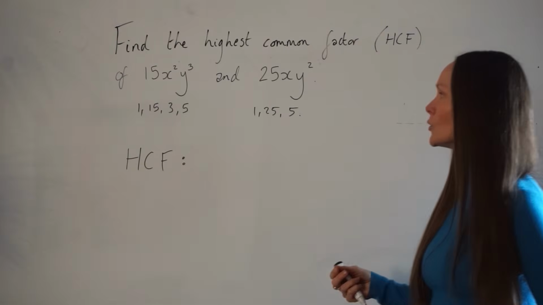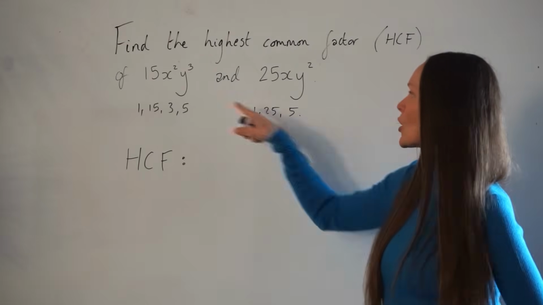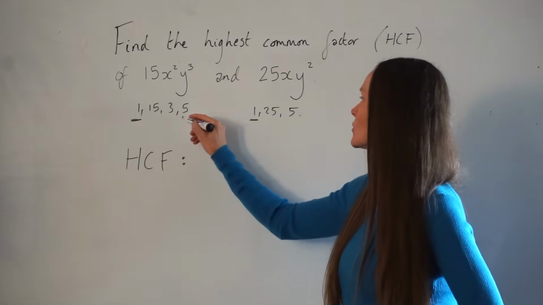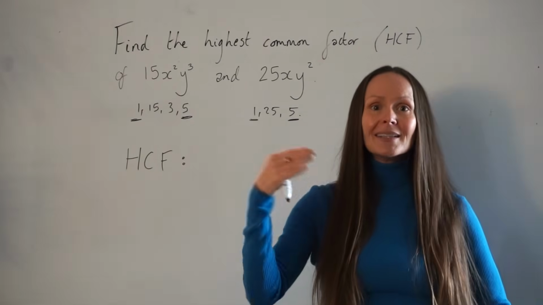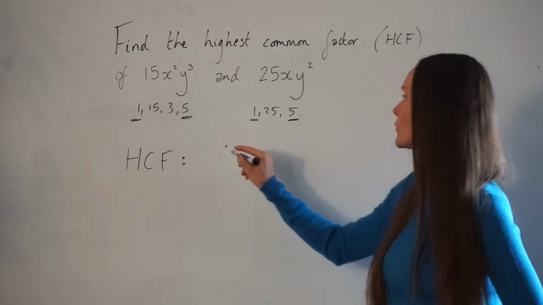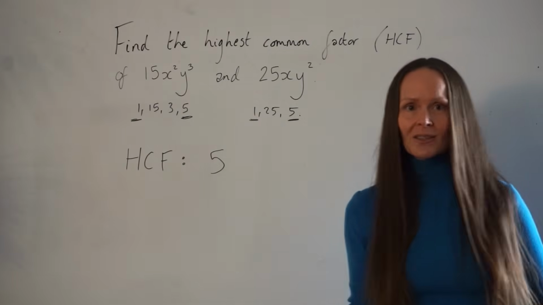So you need to look for the common numbers, the numbers that occur in both. I can see 1 is a common factor and also 5 is a common factor. Remember, you're trying to find the highest common factor, so you take the largest number, which is 5. So that's the highest common factor for the first part of the question.